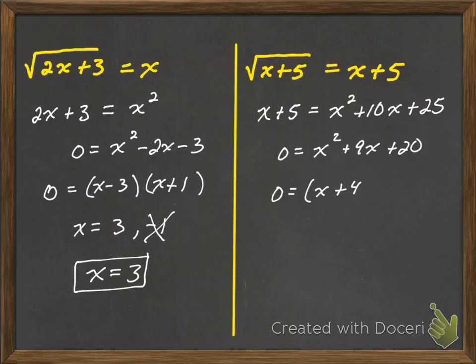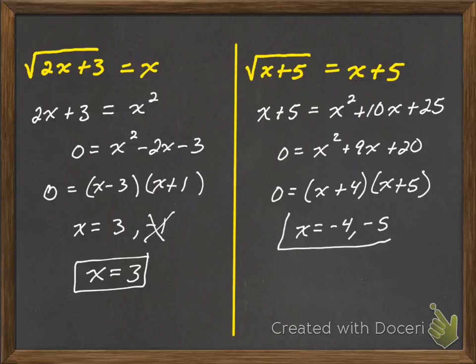Giving us x plus 4 times x plus 5. So x is equal to -4 and -5. And when you substitute these back in, if you substitute -4 in, you get square root of 1, which is 1. And -4 over here gives you 1 as well. Plugging -5 in, you get 0 on both sides. So both of these solutions are valid solutions.